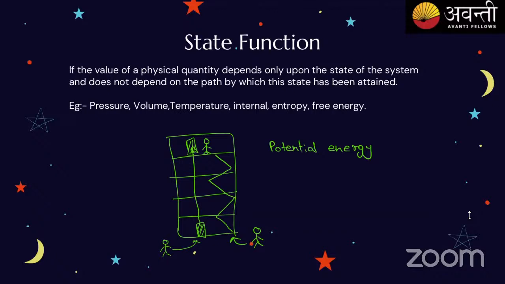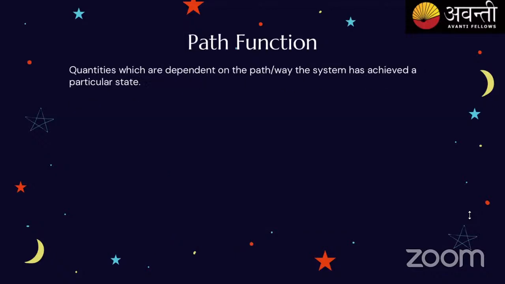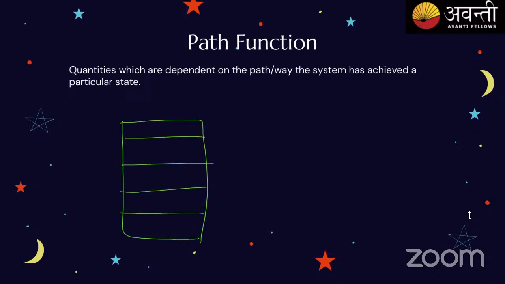A path function will depend on what path you are taking. It is not like whichever path you take, the energy or whatever property we are measuring will be the same. Depending on whether you are taking the longest route to the shop or the shortest route to the shop, the energy will differ, or whatever property you are measuring will be different. For example, let's again consider the apartment itself. You are climbing the lift and going to the top floor, and the other way is through steps.